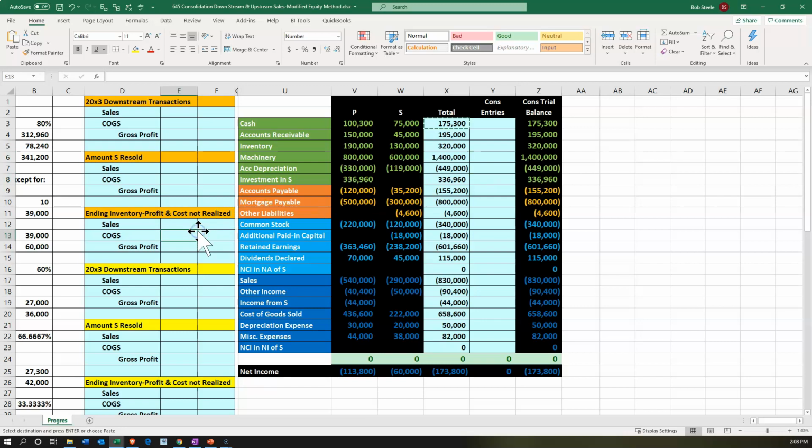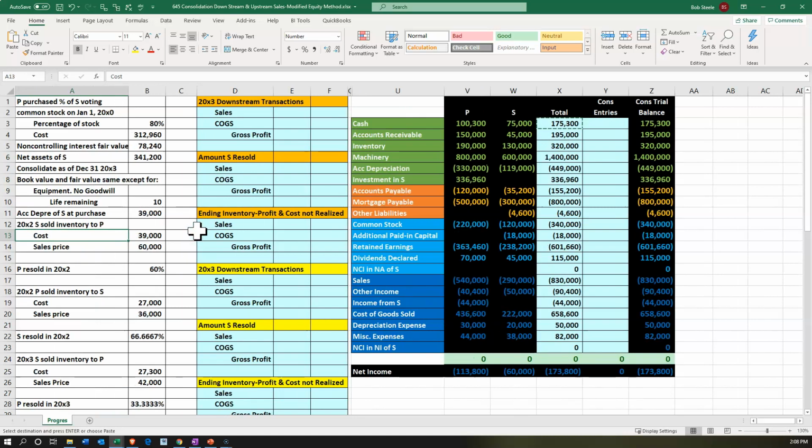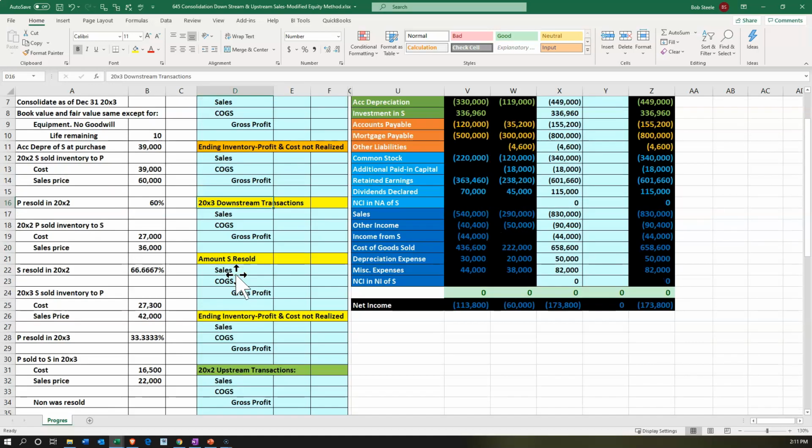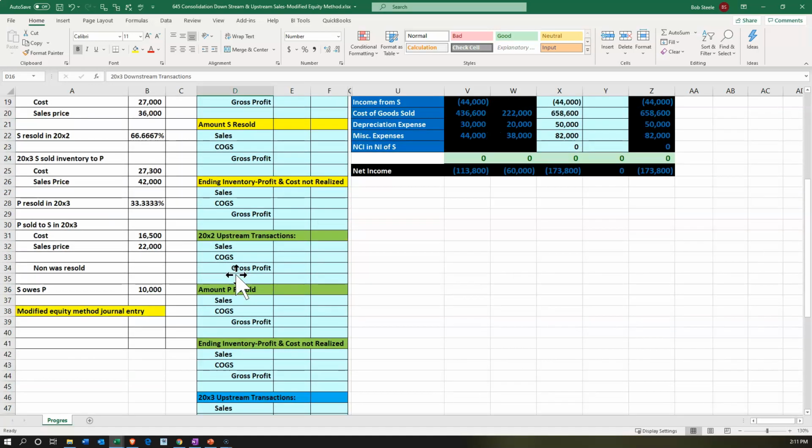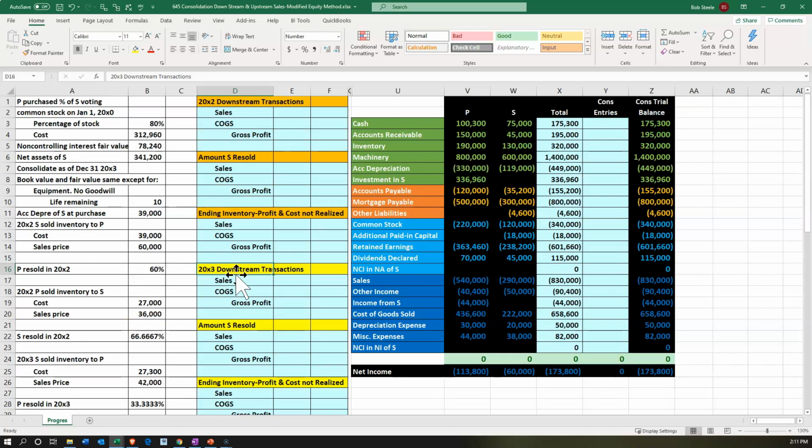To do that, we want to put together basically our worksheets to the left, which will help us out in preparing those consolidation entries. So we're first going to be considering the downstream transactions. We're going to be looking at 2000X2 prior year, and then the current year for downstream, and then upstream prior year, current year, downstream meaning going from parent to subsidiary. Let's first think about downstream prior year.